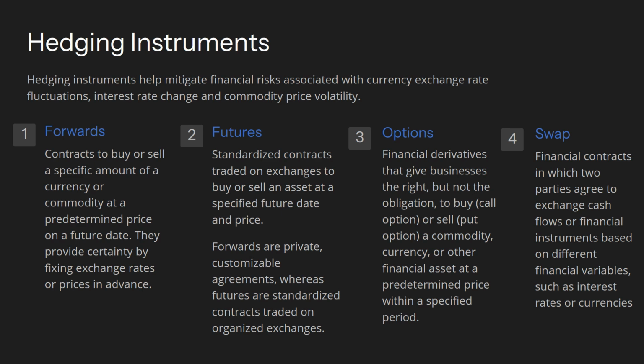The primary risk associated with options is the premium cost. When purchasing an option, the buyer must pay an upfront fee called the premium, which secures the right, but not the obligation, to buy or sell an asset at a predetermined price. If the option expires out of the money, meaning the market does not move in the buyer's favor, the business forfeits the premium paid, leading to an added expense without any financial protection or benefit.